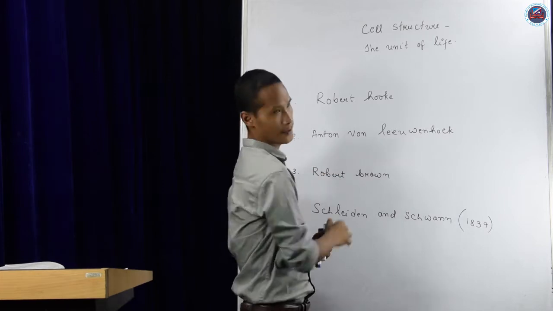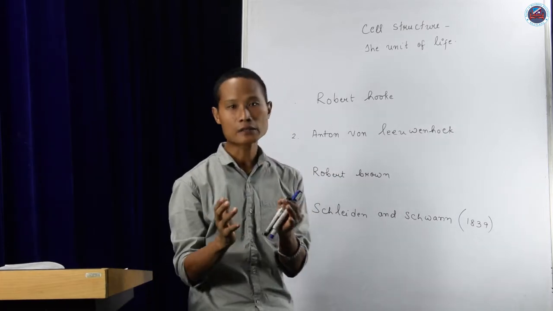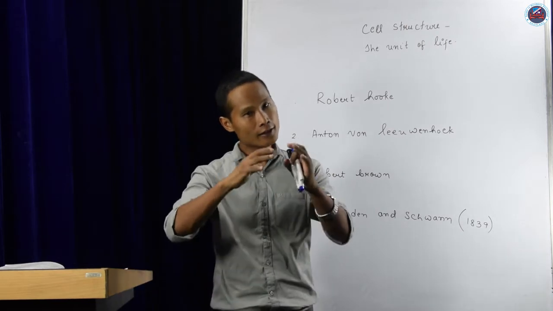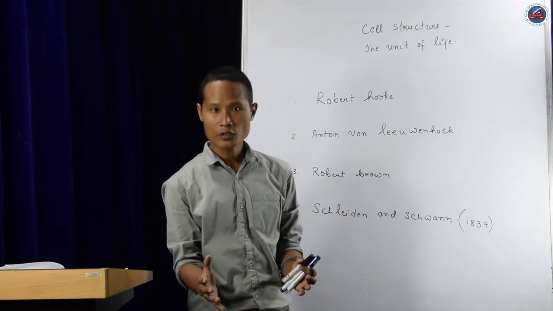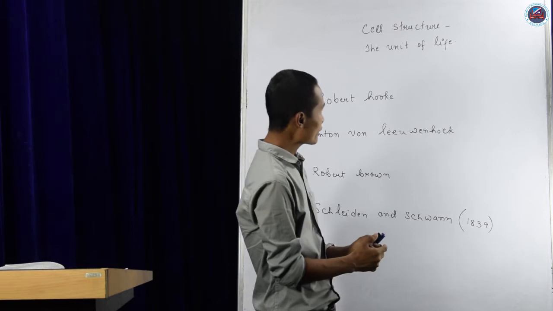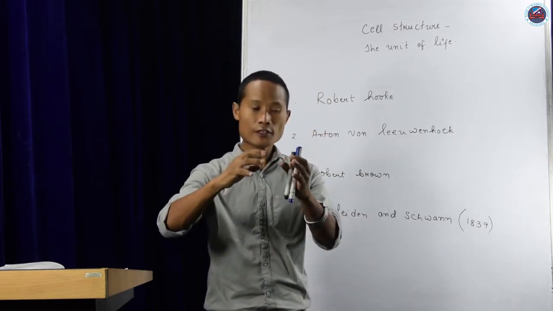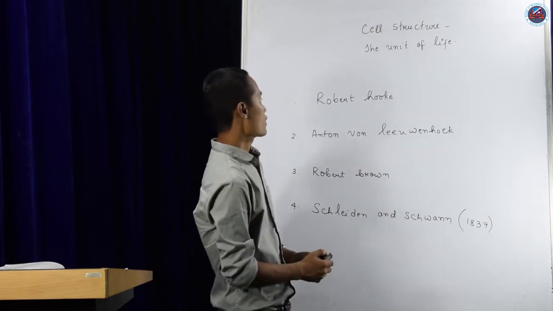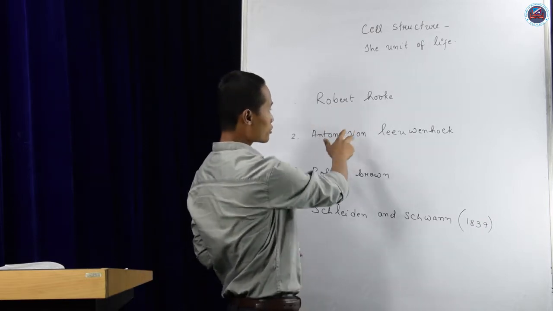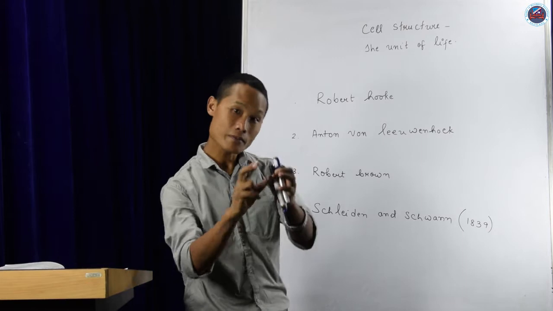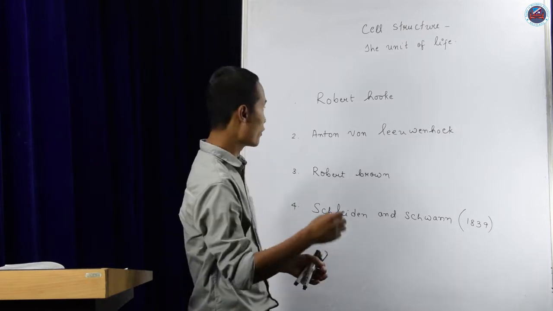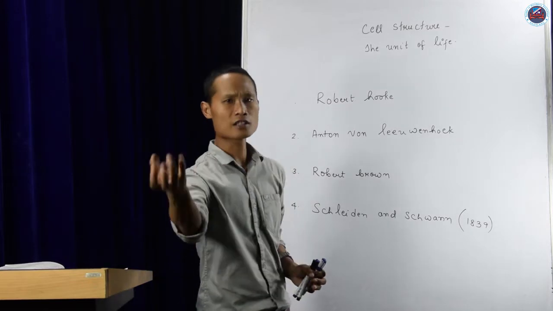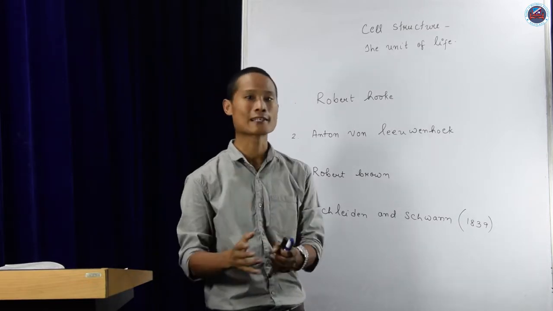Now you know that cell has a membrane bound. They have a membrane, and they have a cytoplasm, and then they have different kinds of organelles. Structurally, they have a membrane bound, and functionally, they have different kinds of organelles present inside the cell.